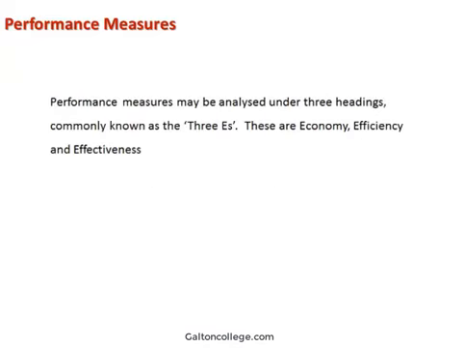Performance measures may be analysed under three headings, commonly known as the 3 E's. These are economy, efficiency and effectiveness. Now these are the 3 E's of measuring business performance. We'll start with economy.